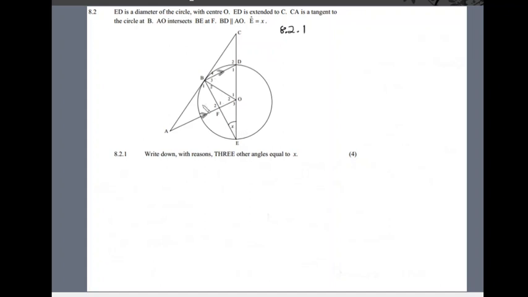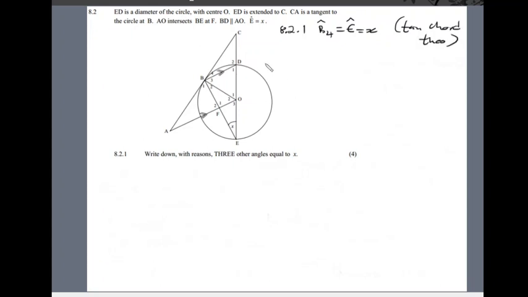We are given that BD and AO are parallel, and we have CA as our tangent, and we have O as our center. Therefore DE is our diameter, right? So I can see, looking at the diagram, that B4 and E are equal. Reason being tan-chord theorem. So B4 is equal to E is equal to x. Reason, tan-chord theorem.